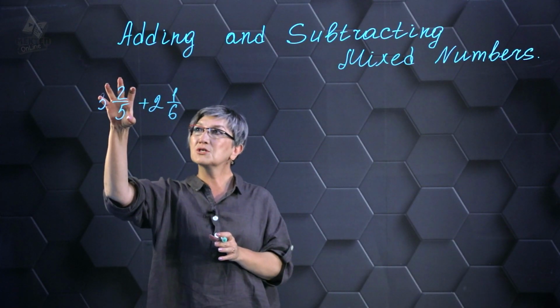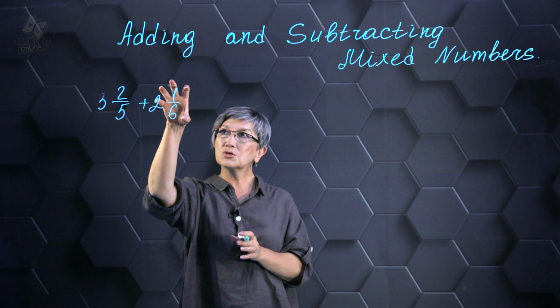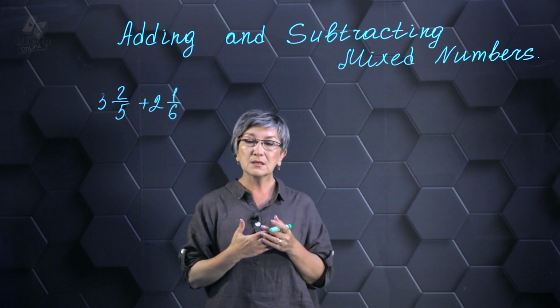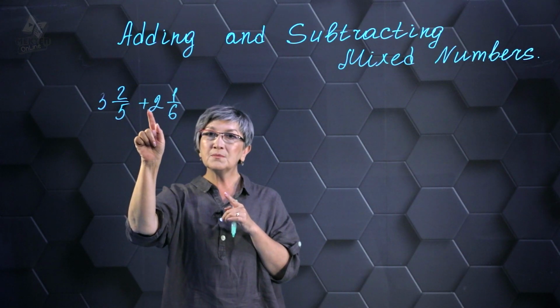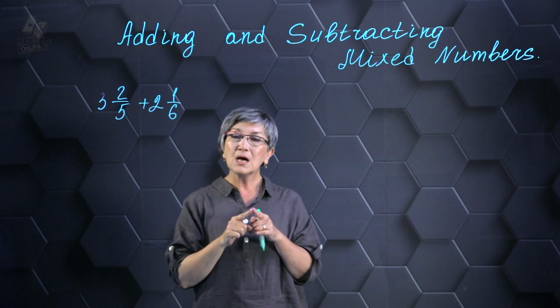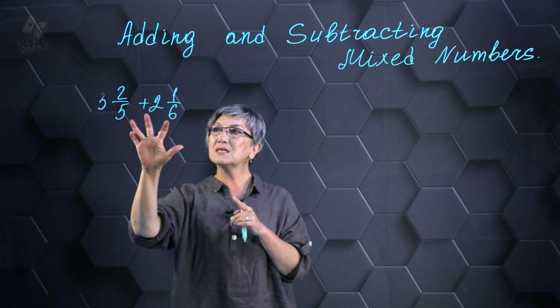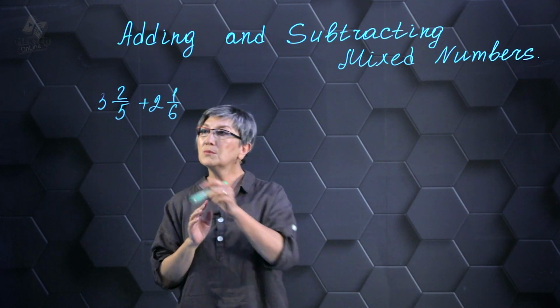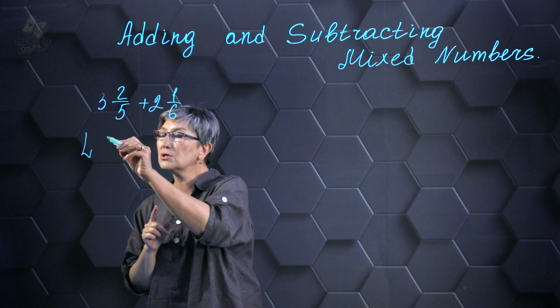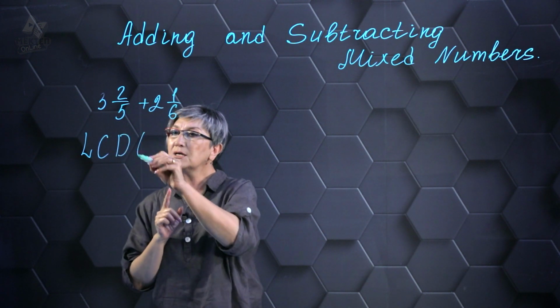Again, despite the fact that it's a mixed number and it's a mixed number, what are we supposed to do with it? Since we have a plus sign between the fractional numbers, it's necessary to take a look at the denominators. We have different denominators, so we need to determine the least common denominator for the numbers 5 and 6.